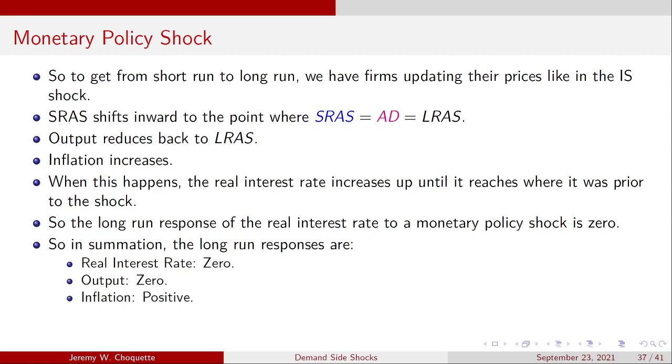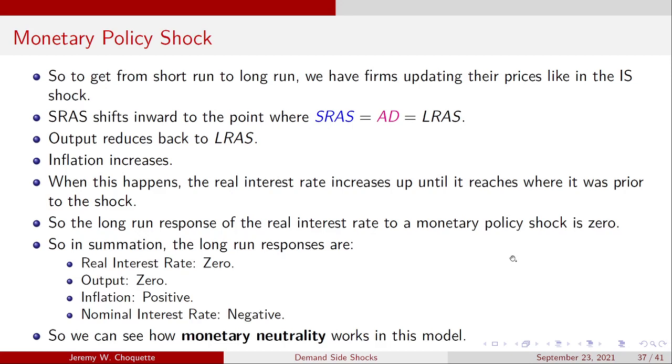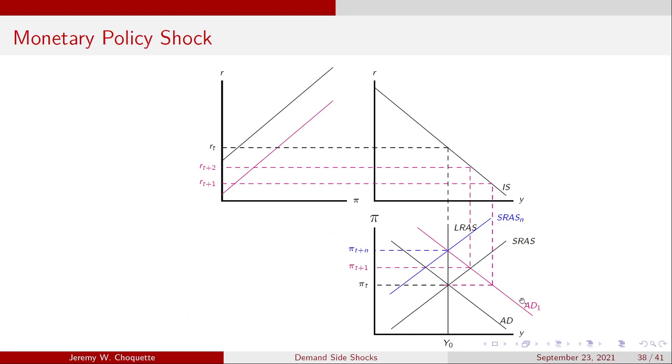Inflation, positive, it goes up and, well, kind of stays high. Nominal interest rate, well, yeah, that'll be negative. This is how monetary neutrality works in this model because the real variables, real interest rate and output, they're unaffected. The nominal variables are affected. Right? So this is what we get.